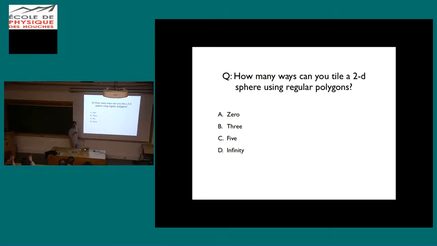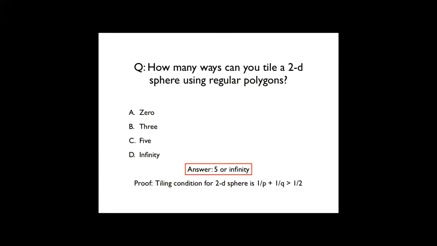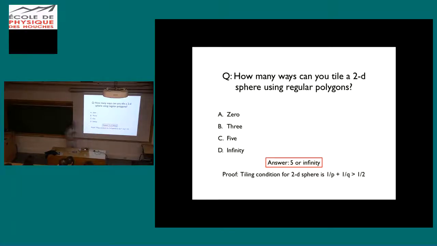Okay, are we ready for the answer? There are two possibilities: five or infinity. Now why is it five or infinity? Well again, you need to write down the proof. To prove this, you need to use the tiling condition for a two-dimensional sphere.